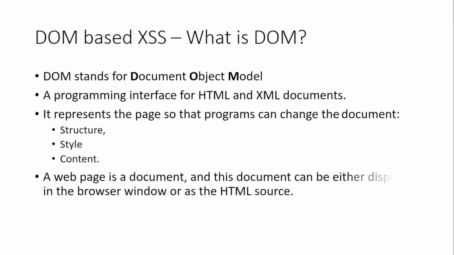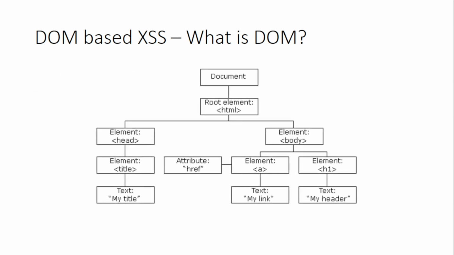A web page is a document, and this document can be either displayed in the browser window or as HTML source. So here's a diagram of the HTML DOM. You get the root element, which is HTML, and then different elements like head, and then sub-elements like title, and then the value of the title, which is "my title", and the same for the body element, and so on and so forth.